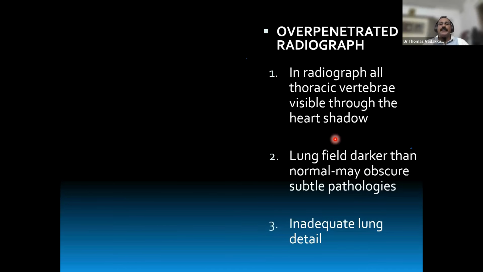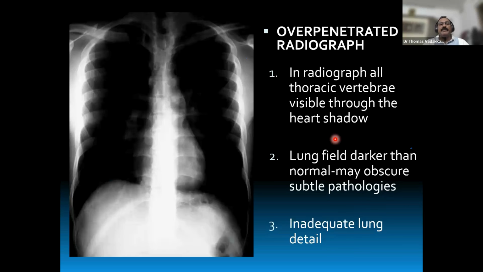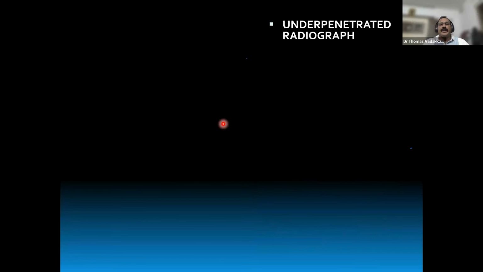I think these X-rays we are seeing many times in our day-to-day practice. The radiographers are very busy with the X-ray, so they will not adjust the kilowatt according to the patient's body, so that they may send the film over penetrated. You can see this X-ray, you are practically unable to find anything in the lung. And subtle changes like small nodular lesions or miliary lesions are easily missed in an over penetrated X-ray.